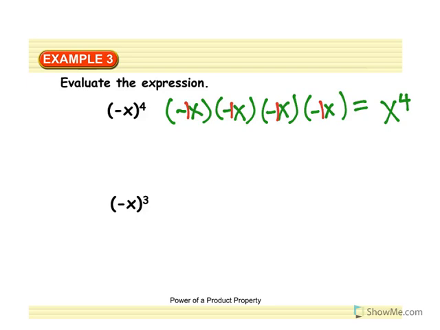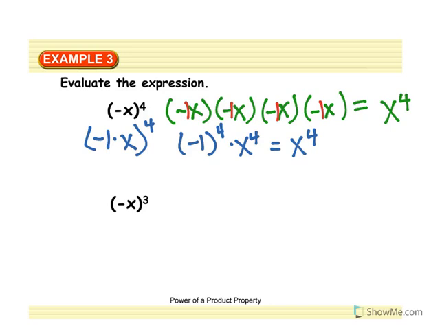Now, if you want to use the rule, this is how it works. You need to rewrite this as negative 1 times x, to the fourth. So then we're going to say this is the same as saying negative 1 to the fourth times x to the fourth. And negative 1 to the fourth, since the power is even, we're going to have positive 1 x to the fourth.